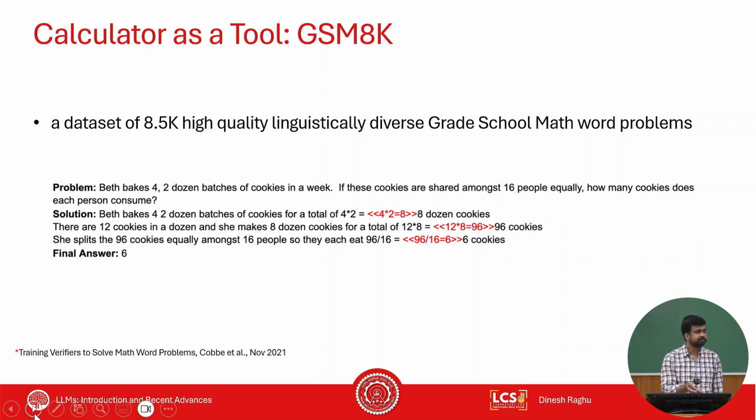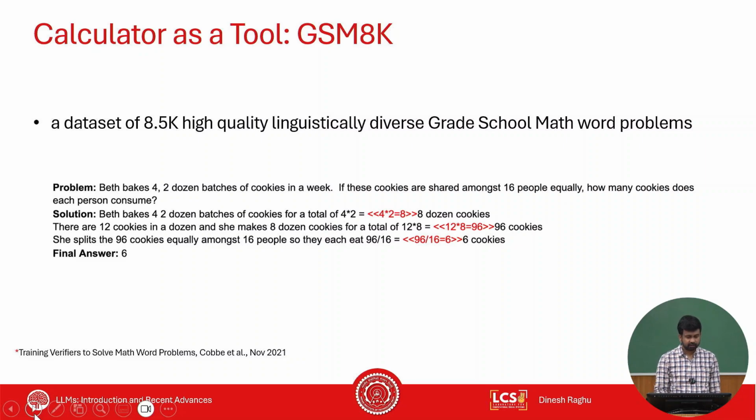The problems are typically very simple, where a grade school student can solve them. For example, here it says Beth bakes 2 dozen batches of cookies in a week. If these cookies are shared among 16 people equally, how many cookies does each person consume, right? This feels like a very simple question, and most of these large language models achieve superhuman performance in many NLP tasks, right? So the goal here was to see how they would perform on a task like this.